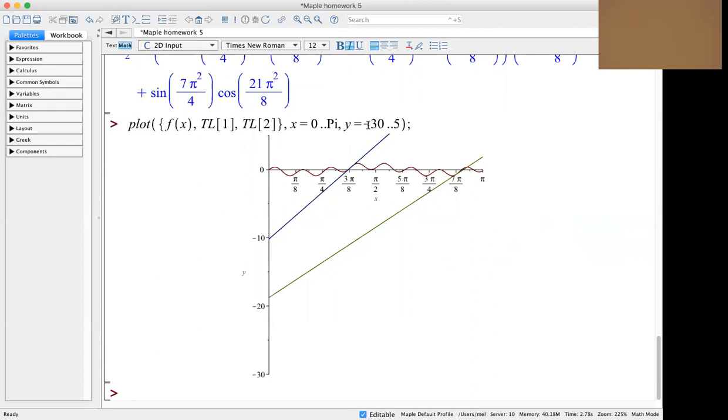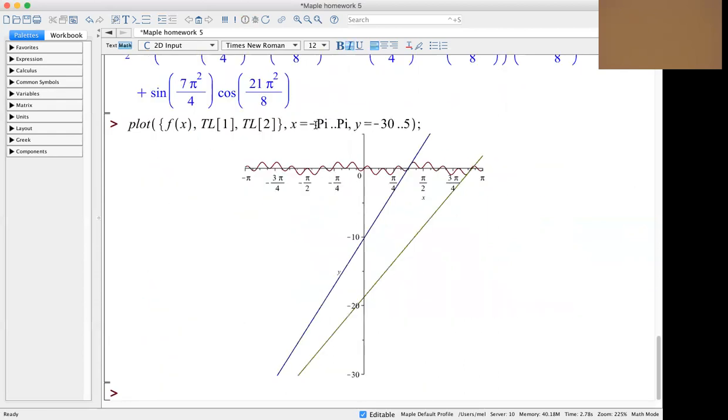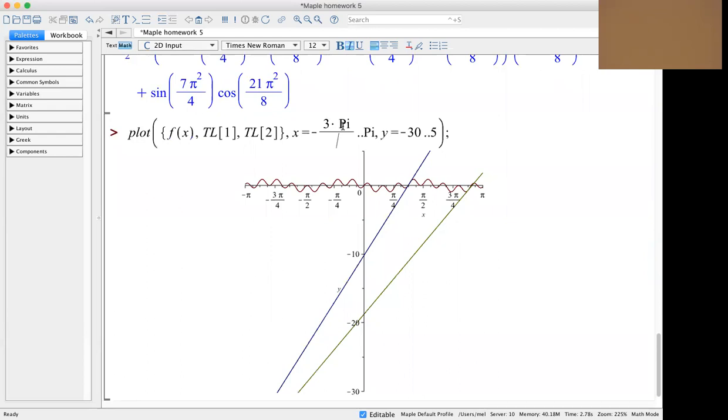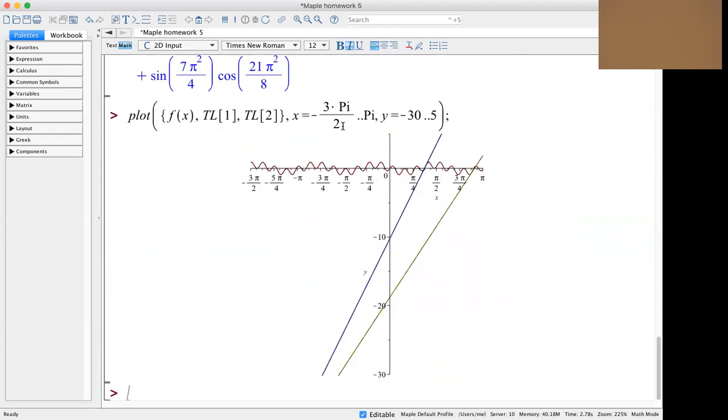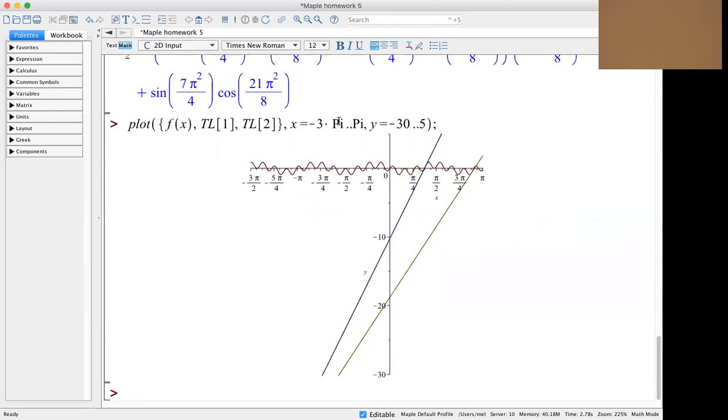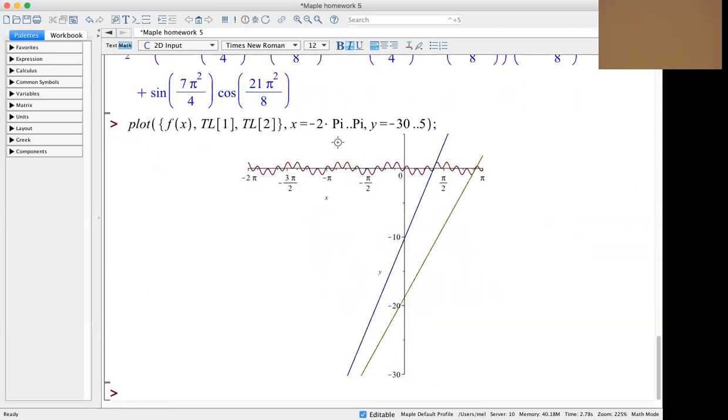Let's see, if you want to see where they intersect, I have to go to the left of 0. I'll go maybe minus pi. Oh, they still don't intersect. Minus 3 times pi over 2. Nope. How about 2 pi? Wow.